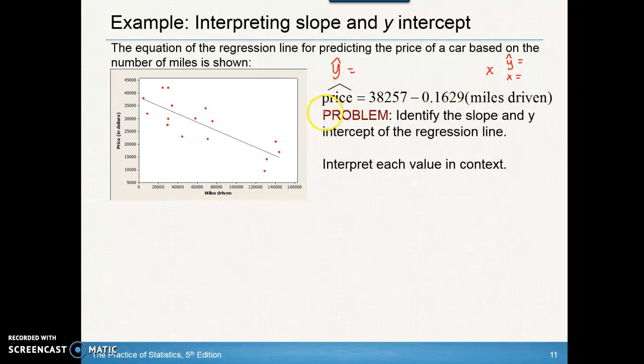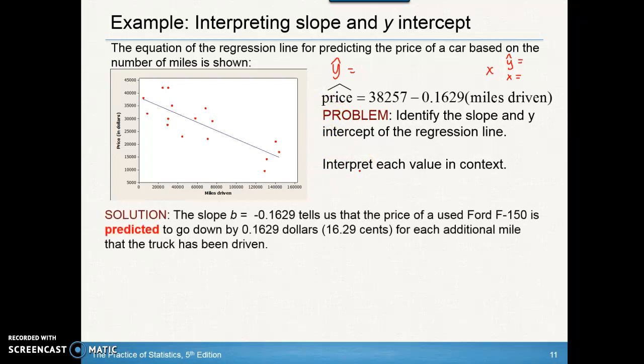Let's identify the slope and the y-intercept of the regression line and interpret each value in context. Remember, your slope right here is the number in front of x, or our miles driven. So what does that tell us? That tells us that the price of a used Ford F-150 is predicted to go down by $0.1629 or $16.29 for each additional mile the truck has driven.